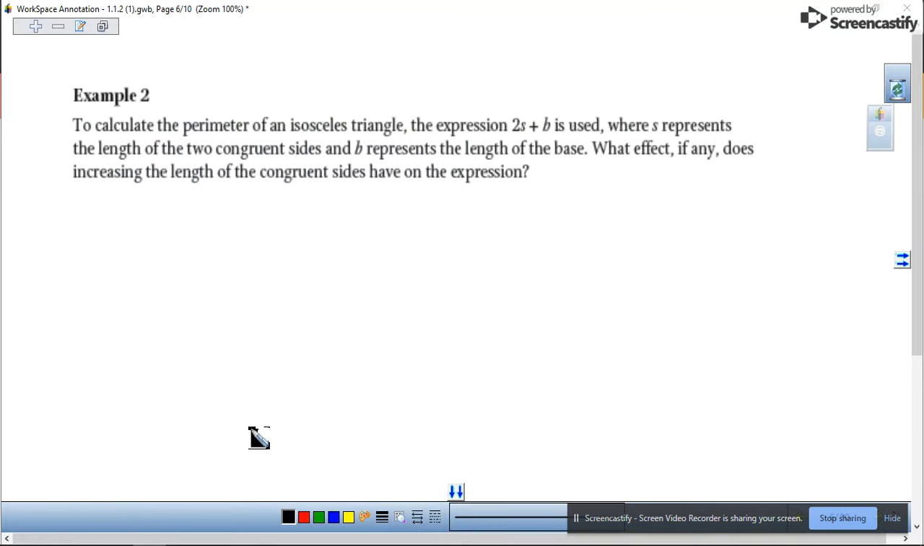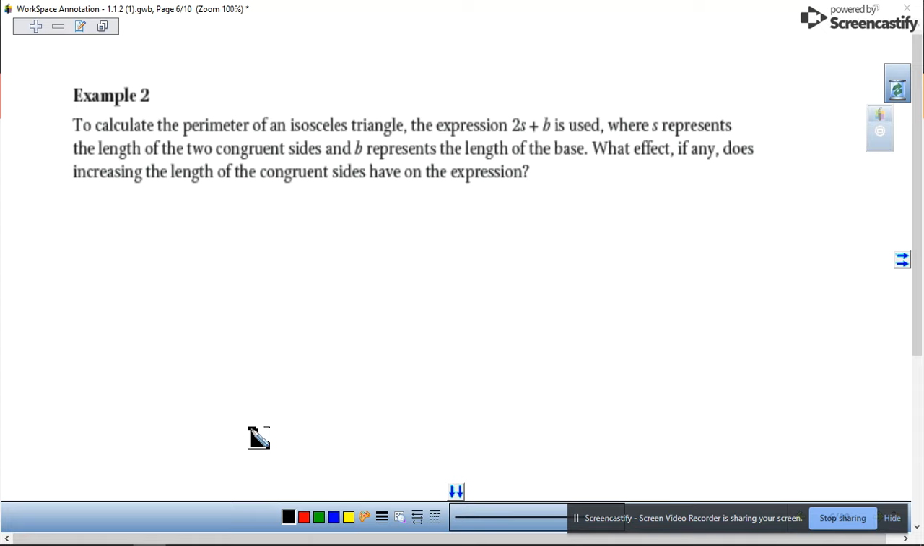Okay, for example 2, guys, to calculate the perimeter of an isosceles triangle, the expression 2s plus b is used, where s represents the length of two congruent sides and b represents the length of the base. What effect, if any, does increasing the length of the congruent sides have on the expression?